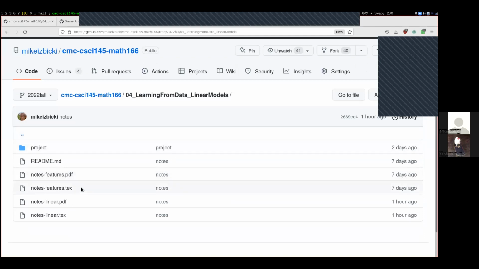So if you don't have it yet, there's a notes packet up here that we'll be going over today. It's on GitHub. It's the notes-linear.pdf file. Are there any more quizzes that I should have? Okay. Yeah, so note packet up front if you want the physical copy, notes-linear.pdf in the 04 folder if you want the electronic copy.